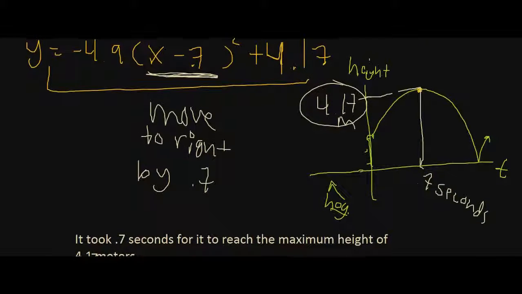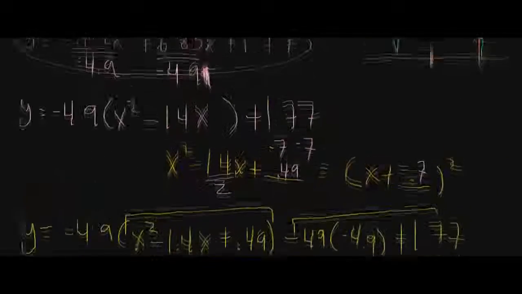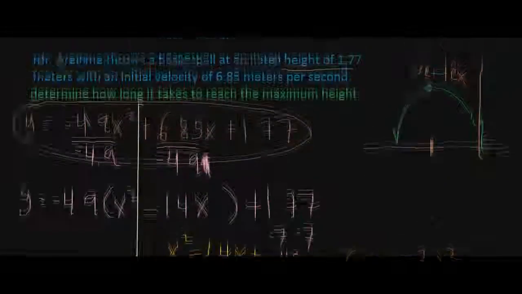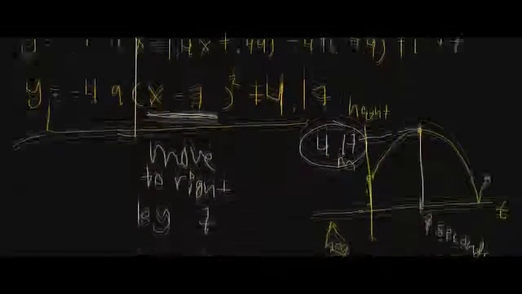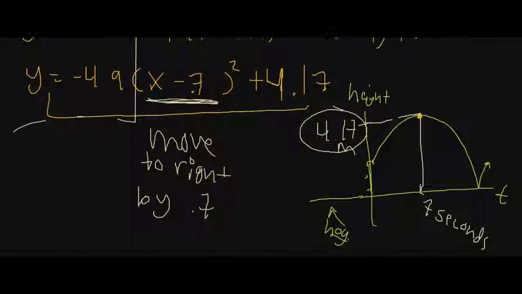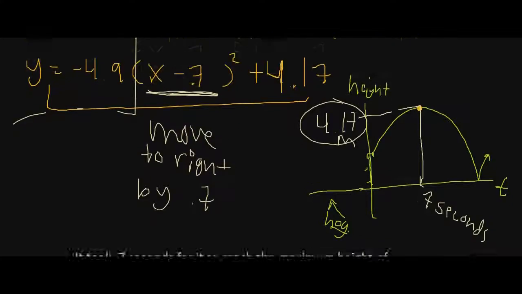So we'll notice here that in this problem, it required us to go from general to vertex form, right? We started up here with the equation, and then it required us to go to vertex form to tell us when it was going to reach the highest point and how many seconds it would take.